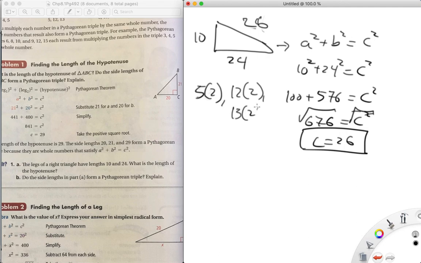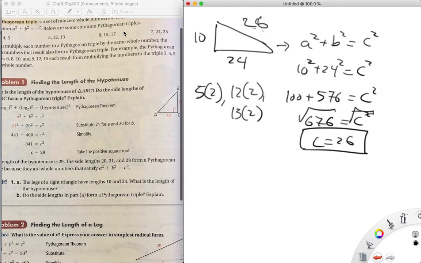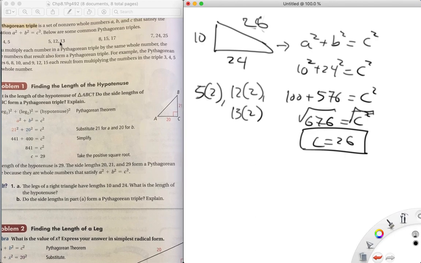13 times 2. And if you look here at the common Pythagorean triples, we have a 5, 12, 13, and its multiples. And in this case, it's a multiple of 2. We've doubled that size. So, yes, it is a Pythagorean triple. Usually whole numbers as your answer for triangles tend to be a Pythagorean triple.